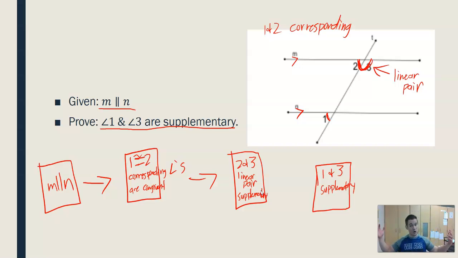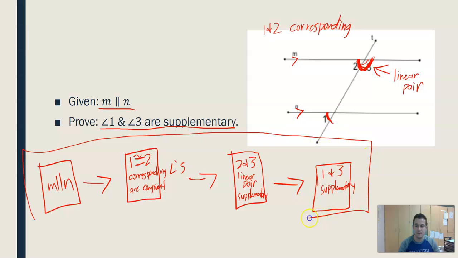I had lots of other cards that I could have used. I didn't necessarily need to. These are the only ones I really needed to use. So if 1 and 2 are congruent, and 2 and 3 are supplementary, that must mean that 1 and 3, right here, are also supplementary. So that right there is my proof.